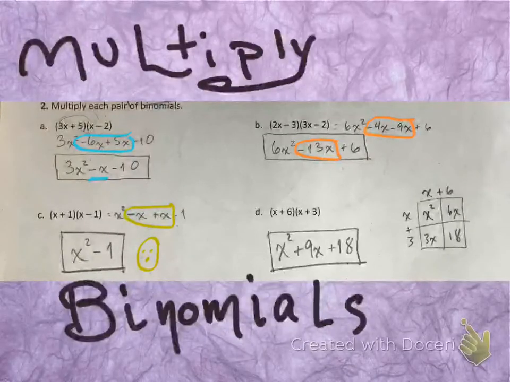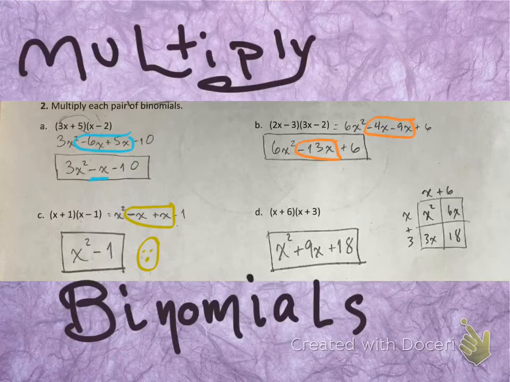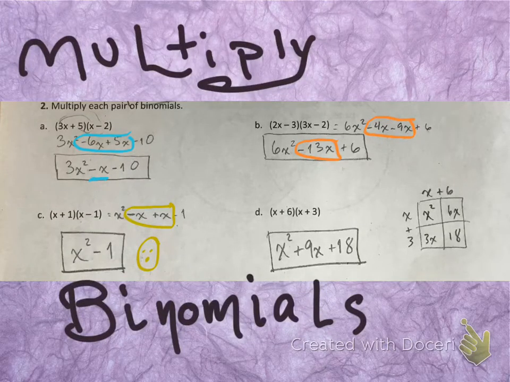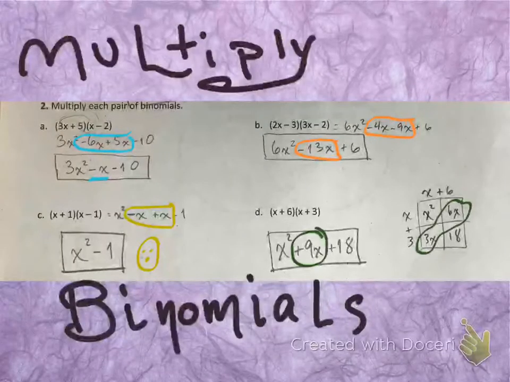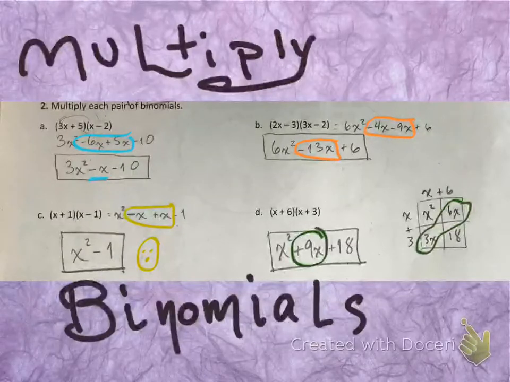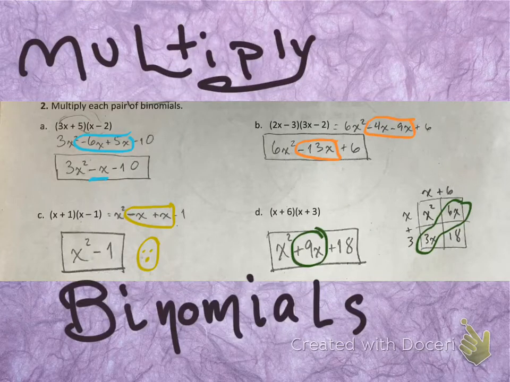All right, down here, kind of a funny thing happened. The negative x and the positive x cancel each other out, so no more x's. x squared minus 1 is the final answer there. And last but not least, I used a box on this one, and you can see in the box, if you use that method, the diagonal boxes there add up to combine to the middle term.